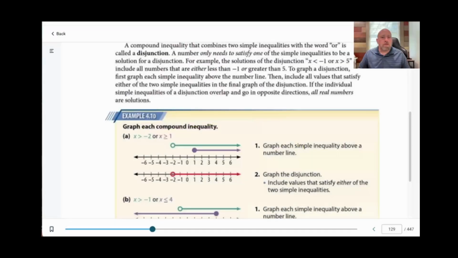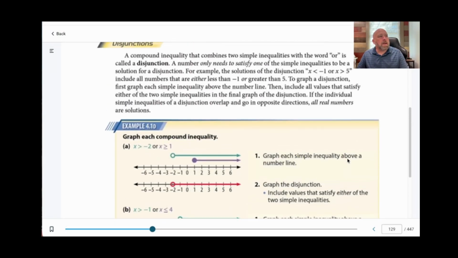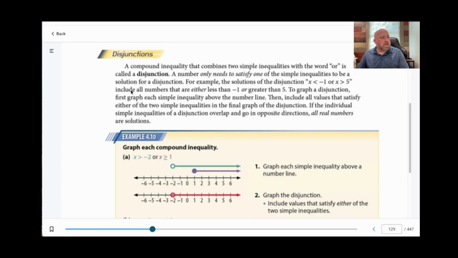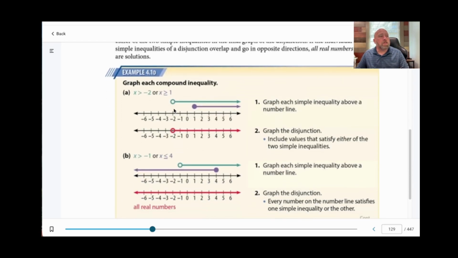All right, let me show you one more thing here in the book real quick, and I'm not going to take the time to work it out. Page 129, disjunctions. So a compound inequality that combines two simple inequalities with the word or is called a disjunction. Notice that the number only needs to satisfy this or this, not this and this. All right, so when that happens, you can look at the examples here, you would graph them with the word or like this.